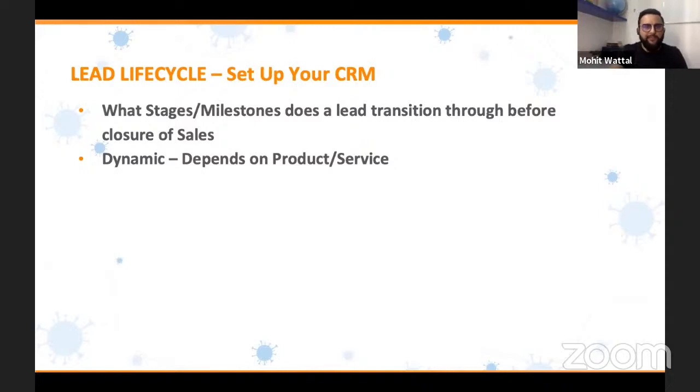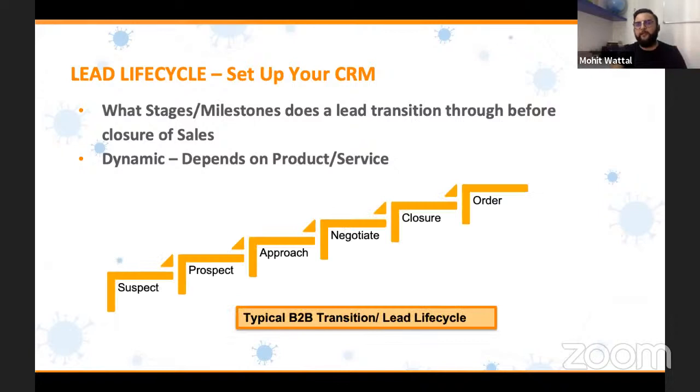So talking about lead lifecycle, let's take an example. Typically there are two business environments. One is an enterprise business environment and the other is a B2C business environment. To take examples, if I'm selling a car, I'm selling that car directly to the consumer who's going to use that car.